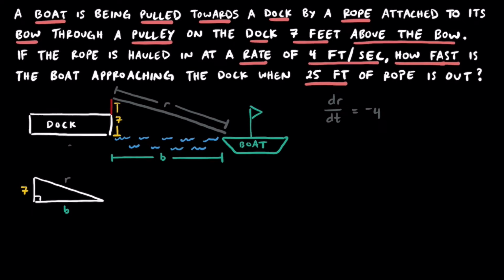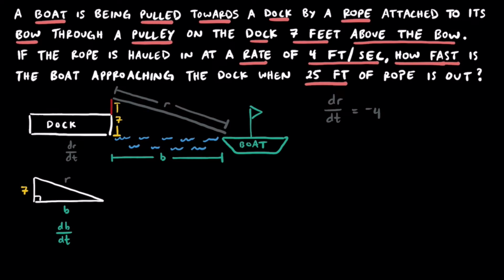So we know one of the rates that we're dealing with is dr dt. That's the rate of change of the length of the rope. And we're going to have to also deal with the rate of change of the boat as well. I'm just going to go ahead and write that right now. That's going to be db dt, as the boat's getting closer to the dock.